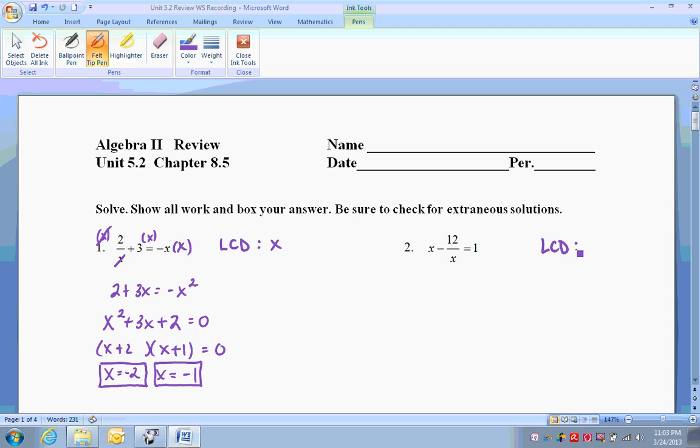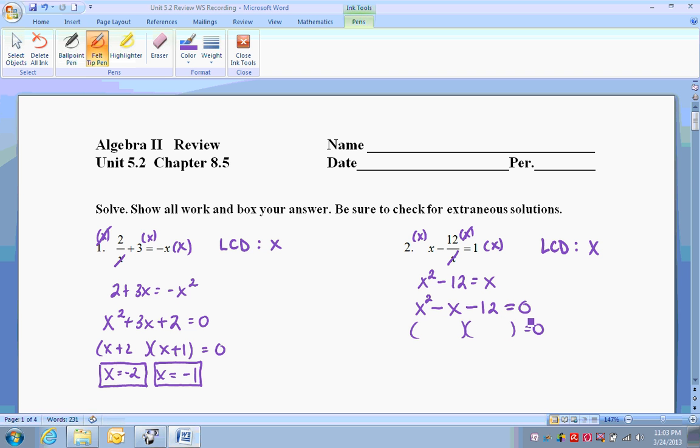Well, in problem 2, our least common denominator is x. So I'm going to multiply every term by x. I cross out things that cancel, and I multiply what's left over. So I multiply x times x, and I get x squared. And then I have a minus 12 equals x. Because I have an x squared term, I want to set it equal to 0 in standard form. So I'm going to bring this x over, and I get x squared minus x minus 12 equals 0.